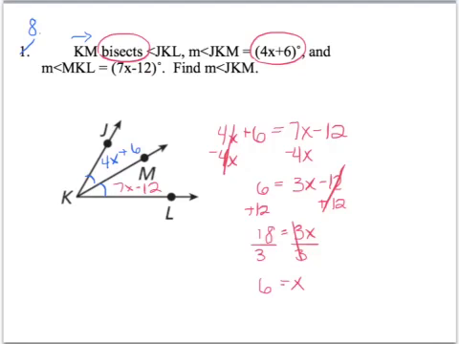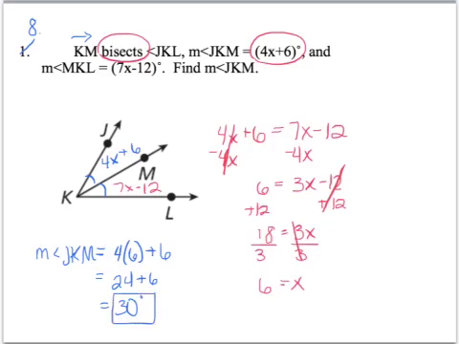But I'm not done yet with the problem, because the problem wants to know the measure of that angle. So the measure of angle JKM is going to be 4x, but in place of x I'm going to put 6, plus 6. 4 times 6 is 24 plus 6, so I have 30 degrees. And I'm done.